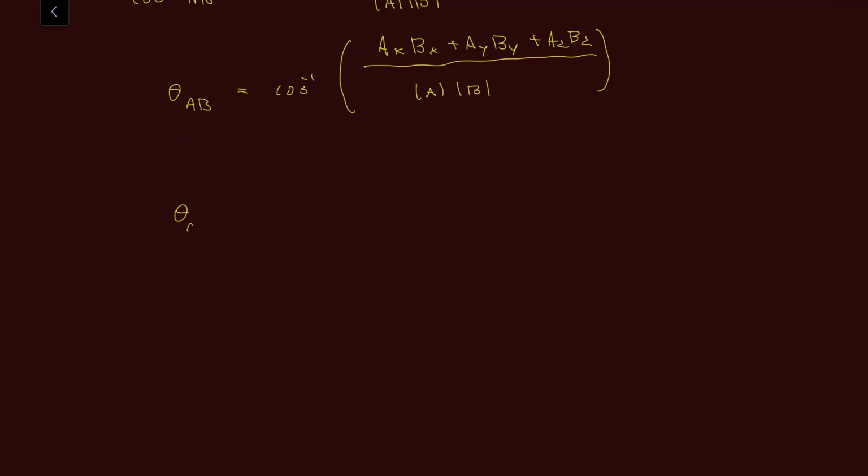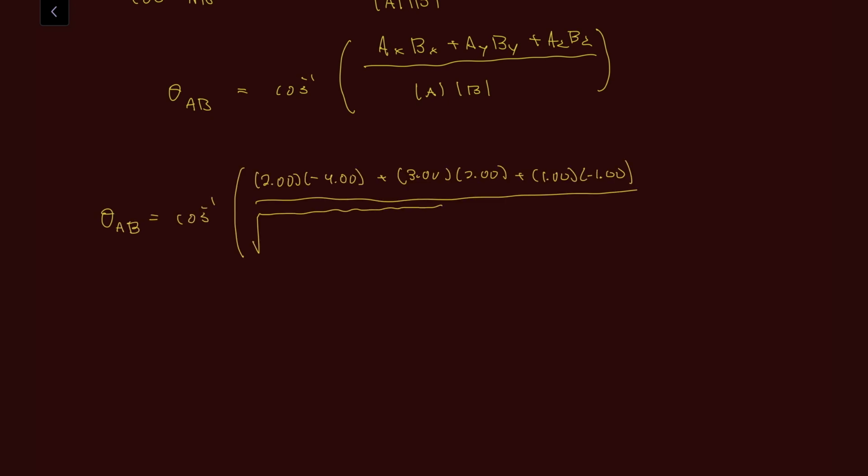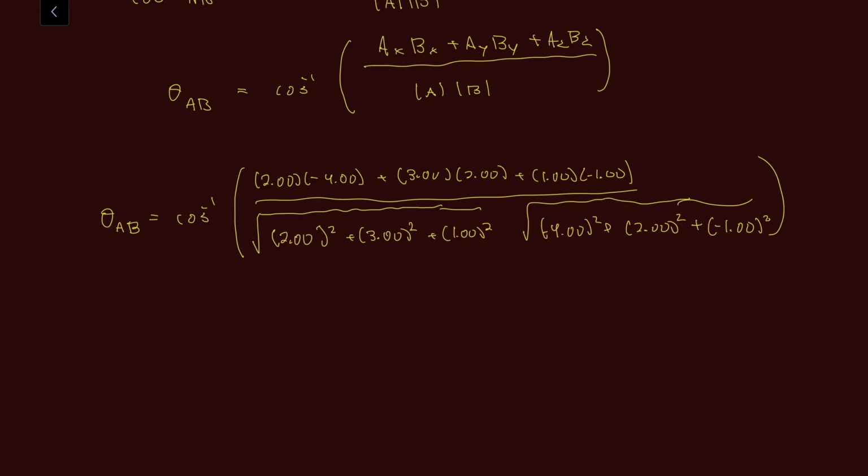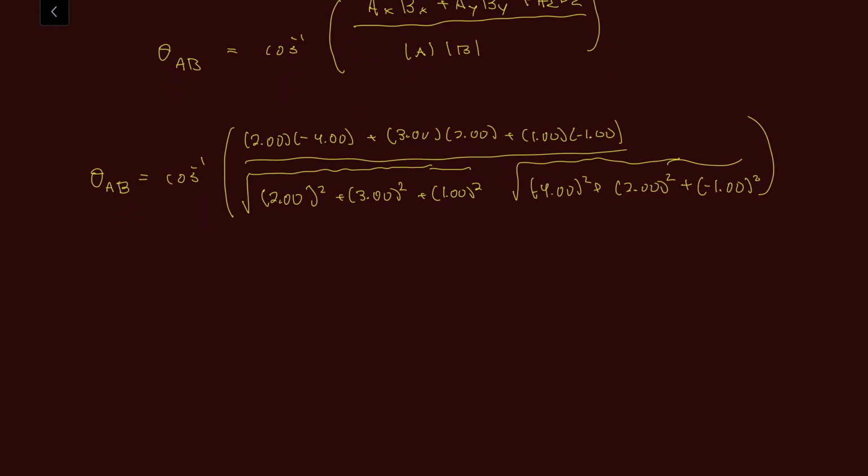And now all we need to do is plug in all of our numbers, plug in all of our equations, and it's going to look something like this. Remember that the magnitude formula involves a big square root. Okay, if you plug all of these numbers into your calculator, you should get that the angle between the two vectors is 100 degrees. And that is your answer for this example problem 1.10.